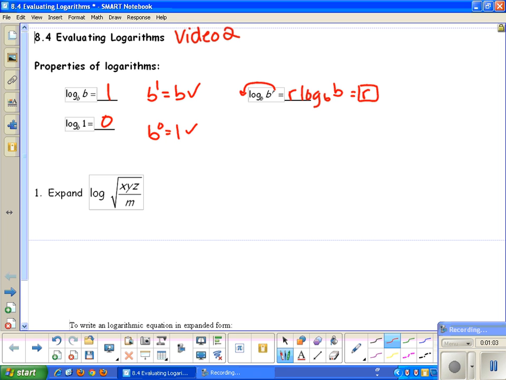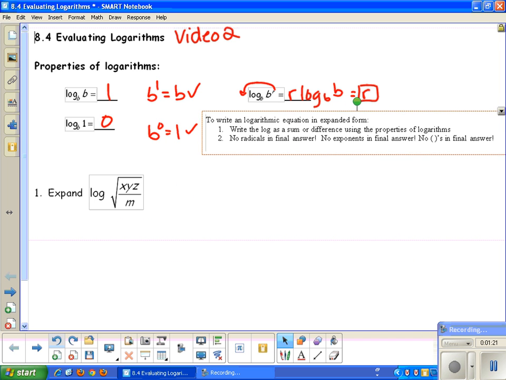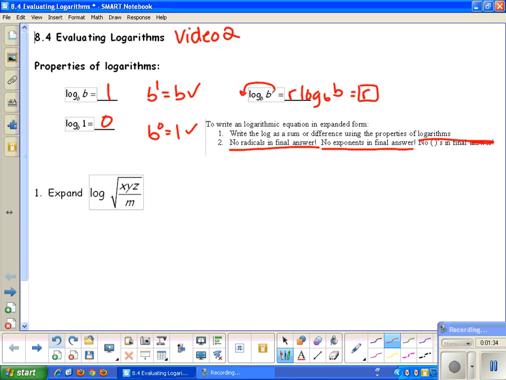Now let's go back and do some expanding like we did yesterday. I would take a minute to pause the video, see if you can do this problem on your own, and then unpause it and see if you get the correct answer. So recall that to write a logarithm equation in expanded form, remember we talked about this the other day, you're going to write the log as the sum or difference using the properties of logarithms. And also remember that we don't want any radicals in the final answer and no exponents in the final answer. And don't worry about this part right here.